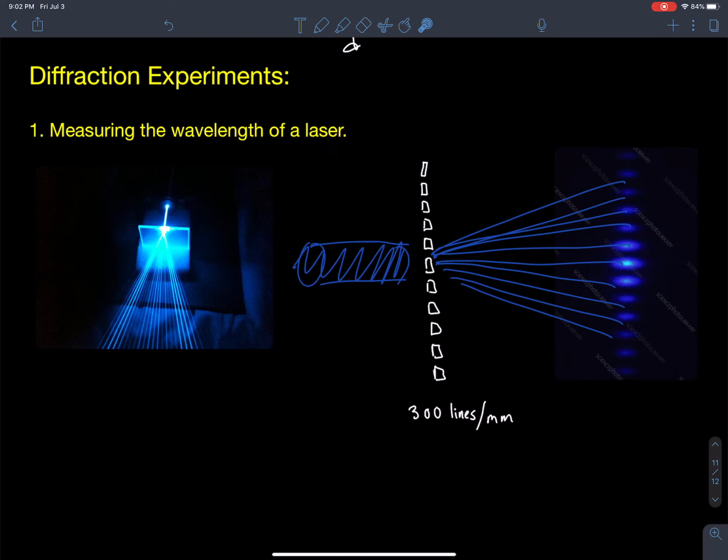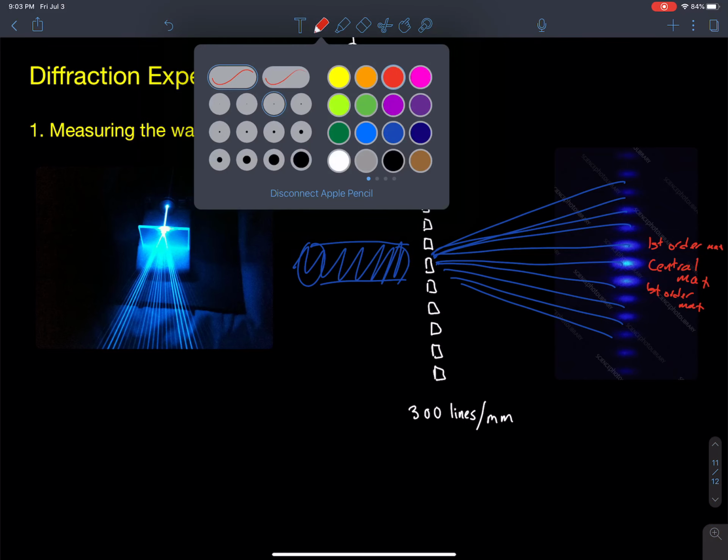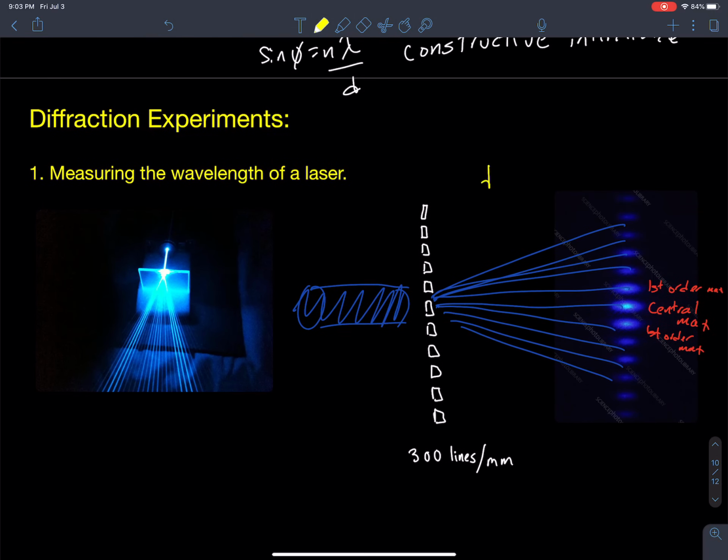Now this beam right here in the middle would be my central max. Okay, and this would be my first order max, and that would also be my first order max. And then you would have your second order maximum, third order maximum, fourth, fifth, and so on. Okay, and this is a classic experiment. Remember, this is multi-slit diffraction, so all these dots are created by constructive interference, and the formula that we always apply is d sine theta equals n lambda.